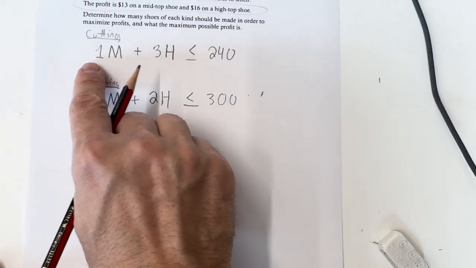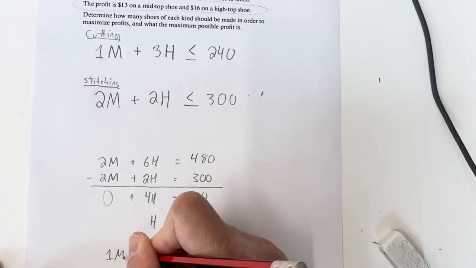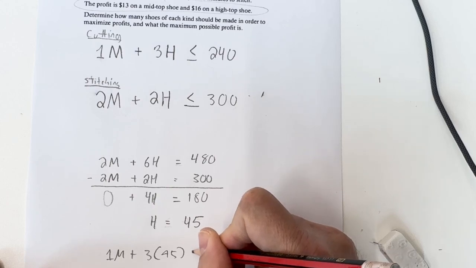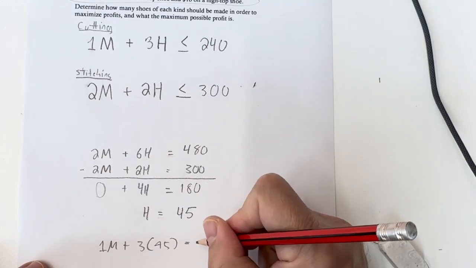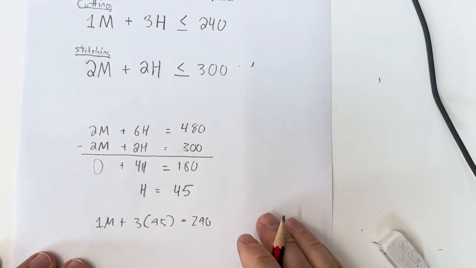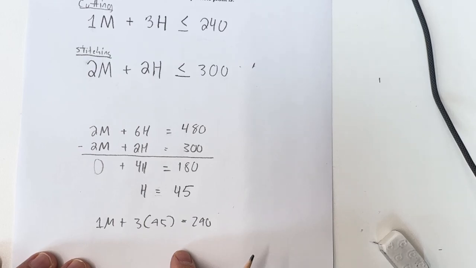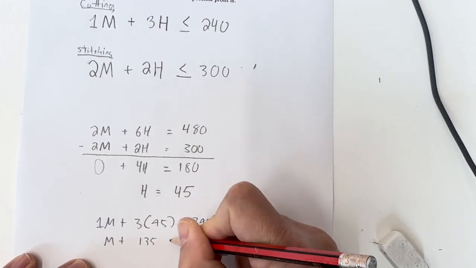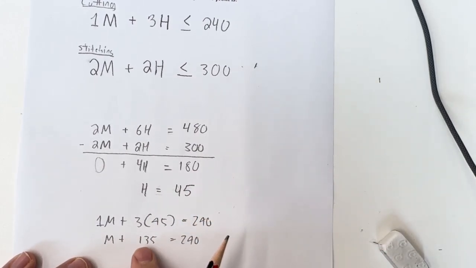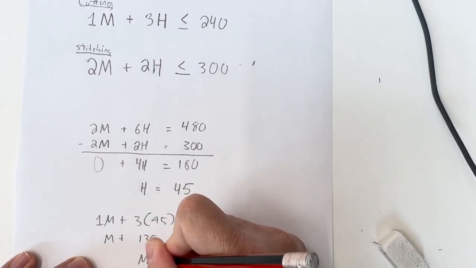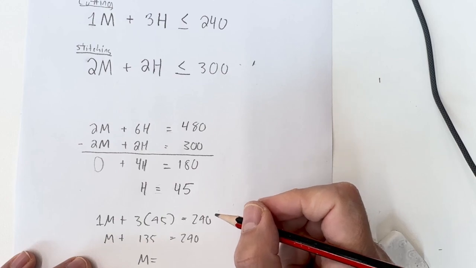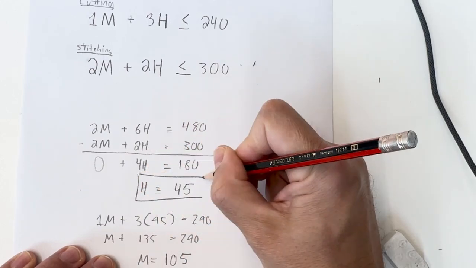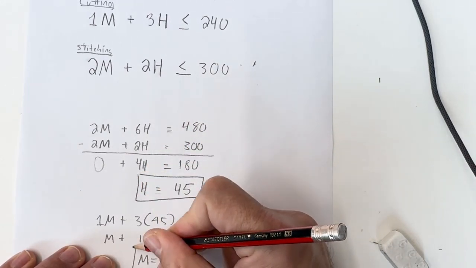So I'm just going to go to my first one right here. I'm going to say 1m plus 3, instead of h, I put in a 45. Okay, and again, I'm just solving for a point, so I'm going to take out the inequality part just to keep this straightforward. If we multiply this out, m plus 135 is 240. We use our addition principle and subtract from both sides, and you're going to get m is 105. So you know it's 45 high tops and 105 mid tops.